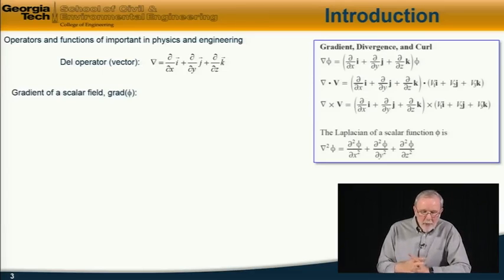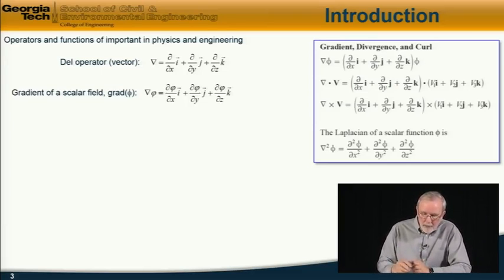So, for example, the gradient of a scalar field, sometimes written as grad of phi, is given here. So grad phi is equal to d phi by dx times i, etc. And in simple two-dimensional space, this becomes just the local gradient of the field. So the gradient of a scalar field, generally speaking, is a vector quantity.